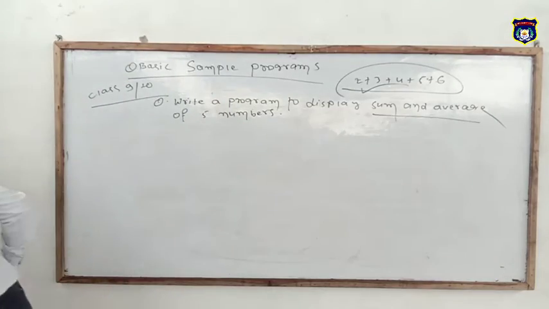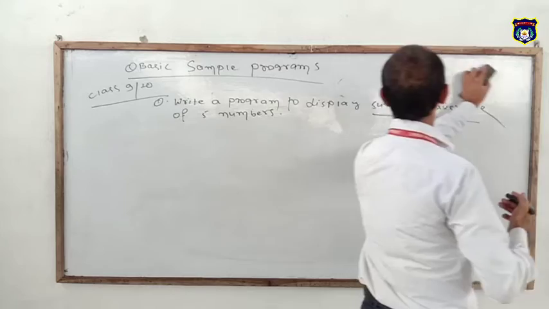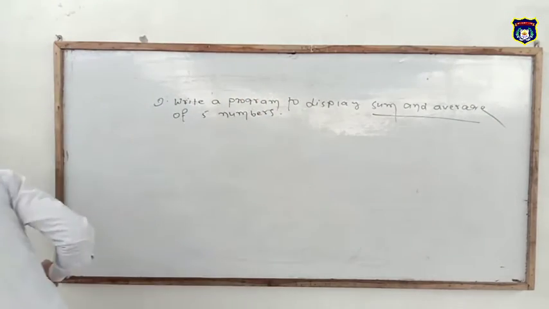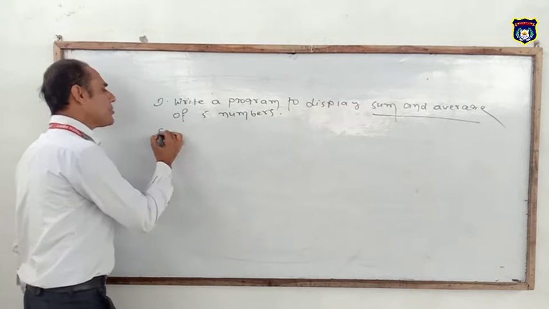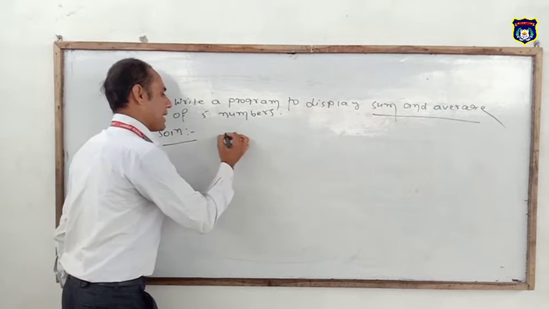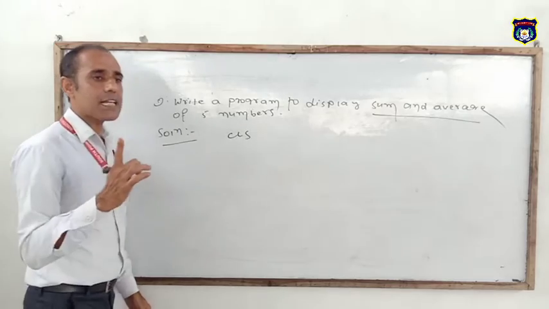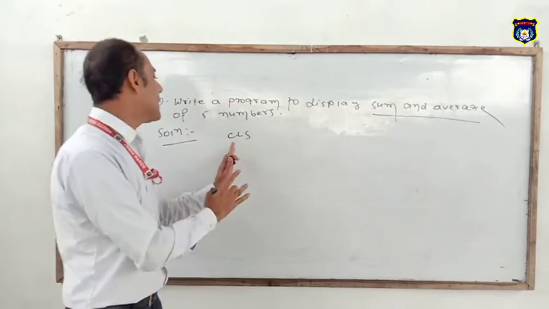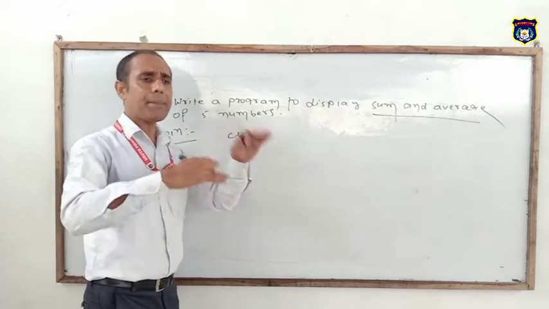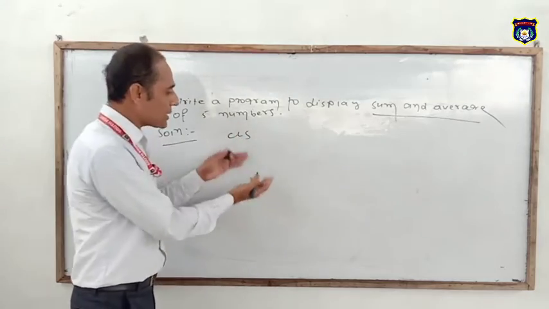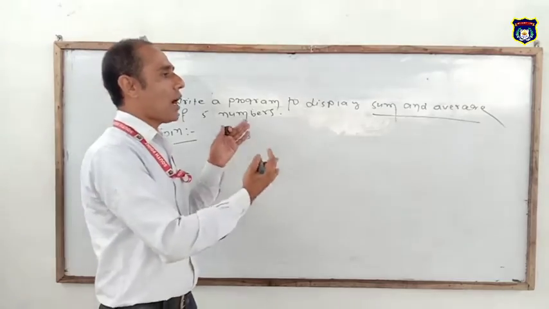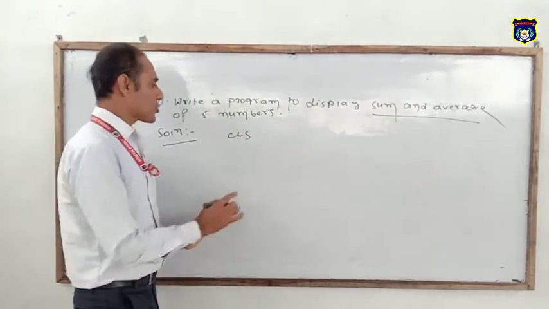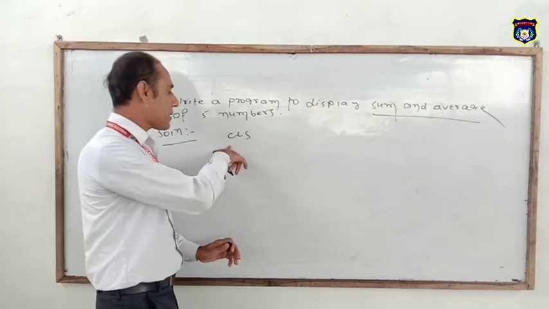Now let's start. First of all, the solution of this program: CLS. CLS stands for clear the screen, which clears the output screen. When we run this program, it is used to erase the previous outputs. When we run this program many times, it will produce output many times, 1000 times, and fill the output screen. So it is used to erase the output screen.